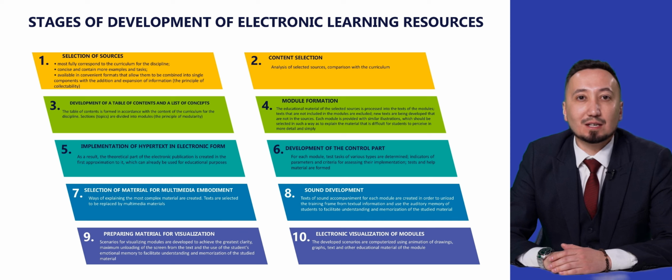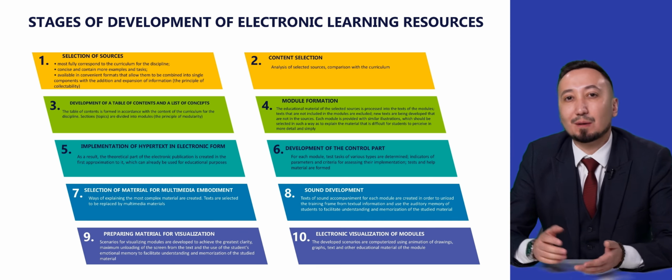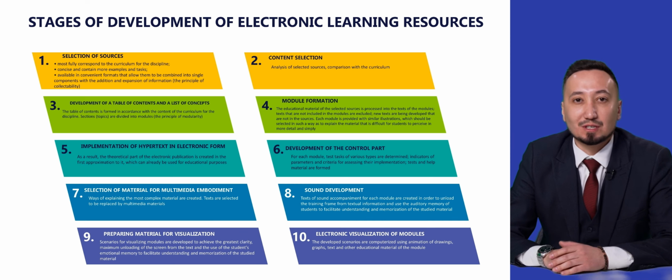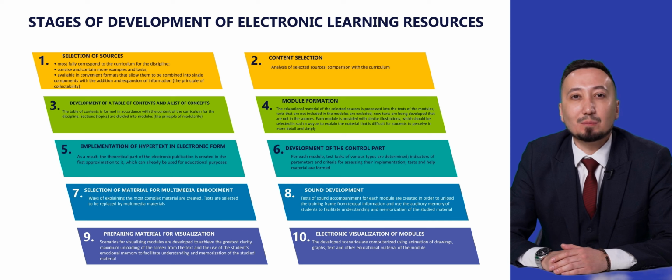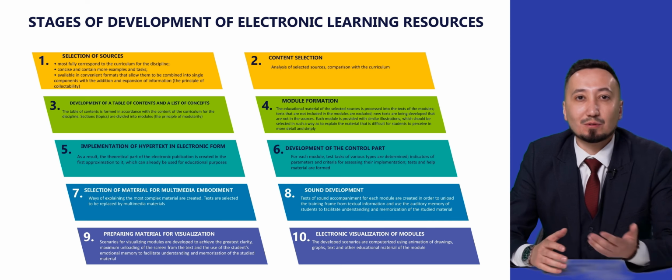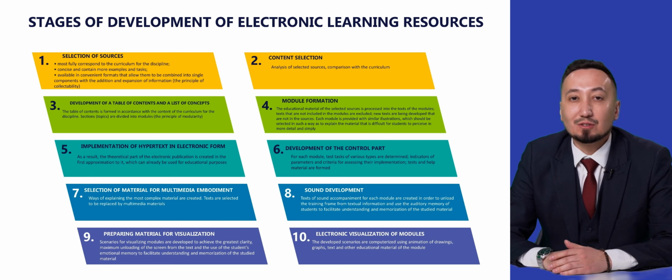At this stage, scenarios for visualization of modules are developed to achieve the greatest clarity, maximum unloading of the screen from the text, and the use of the student's emotional memory to facilitate understanding and memorization of the studied material. At the final stage, electronic visualization of modules is carried out. That is, the developed scenarios receive computer embodiment using animation of drawings, graphs, text, and other educational material of the module. In general, this is how the development of an electronic learning resource, one of the most complex educational resources, takes place.